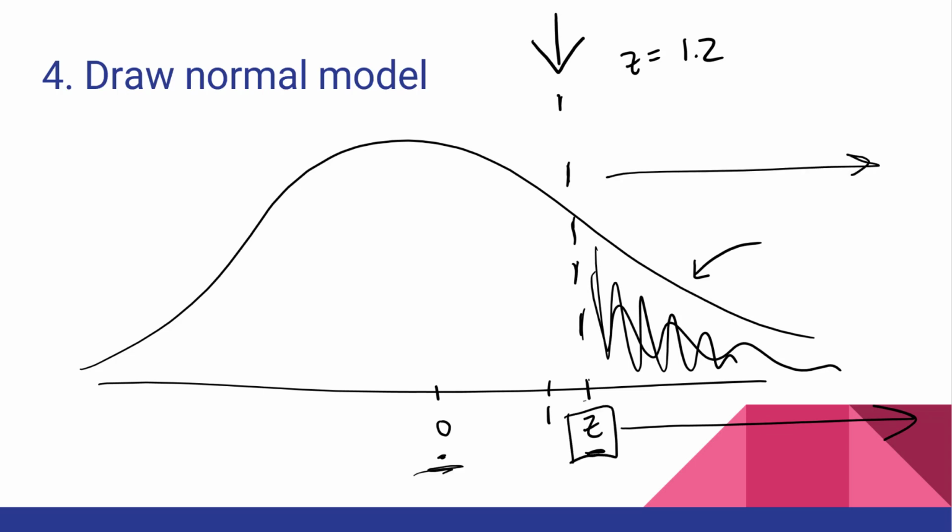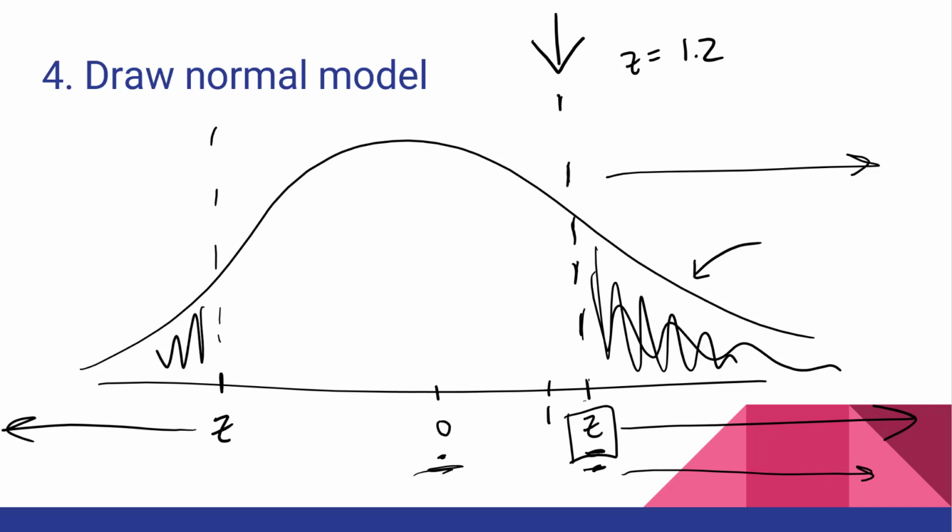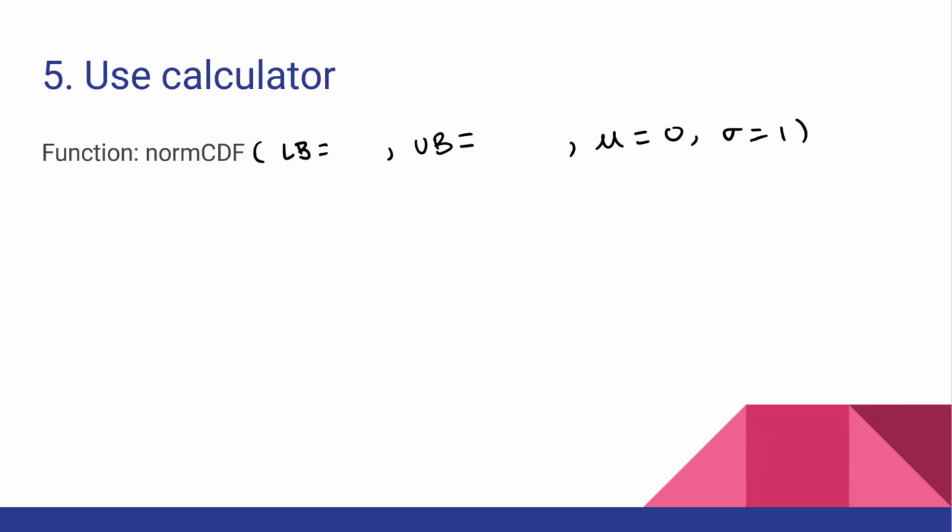You will take your z and just go to the closest extreme. So for this z, this one is closer to the positive end of the graph. So we go from z to infinity. But instead, if our z were out here instead, then this is closer to negative infinity, so the negative extreme, than the positive extreme. So we will shade in our graph this way. So we've drawn out our normal model, and then we know which part of the graph we're looking for.